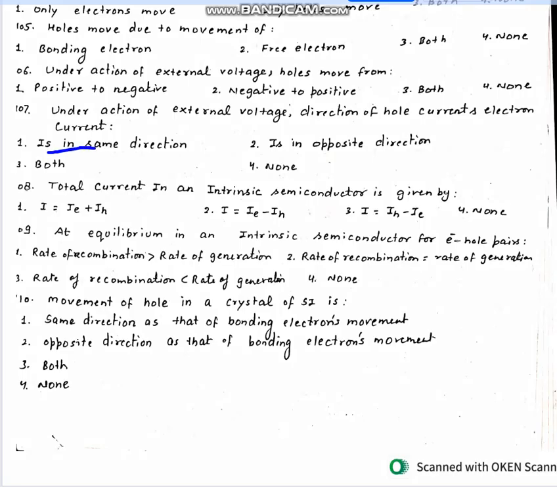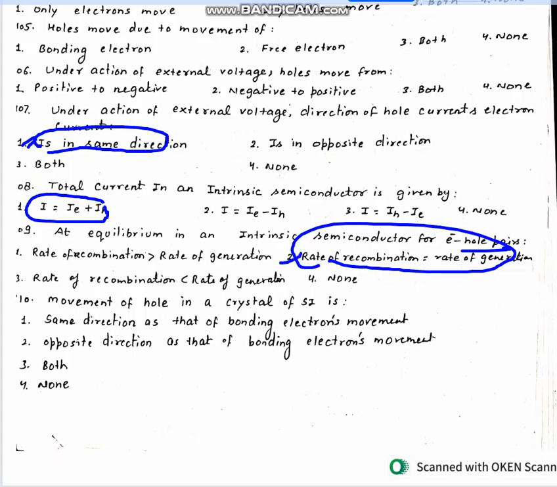So, these add up. So, these are in the same direction. The first is correct over here. Next is total current is sum of current due to electron and due to the holes. Next is at equilibrium in an intrinsic semiconductor for electron hole pairs, rate of combination. So at equilibrium both rates are same. So second is correct over here.